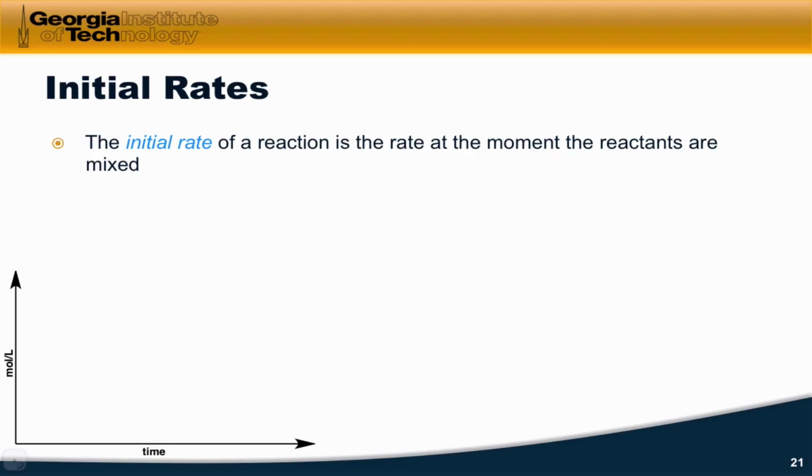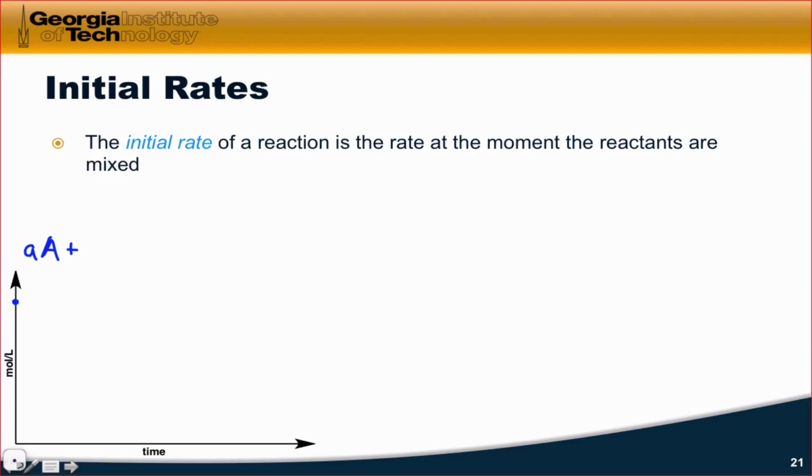Let's first define what we mean by initial rate. The initial rate of a reaction is the rate at the moment the reactants are mixed. So at the moment the reactants are mixed, we have some initial concentration. Let's look at a hypothetical reaction A plus B goes to a single product, C. We have some initial concentration of A at time t equals 0, and the initial rate of the reaction, if we're following the concentration of A, is the slope of the concentration versus time curve at the initial time point. More formally, it's the instantaneous standard rate at that initial time point, t is equal to t0.